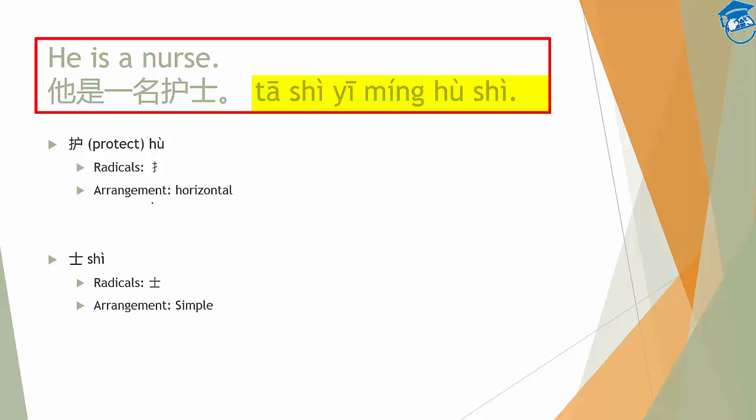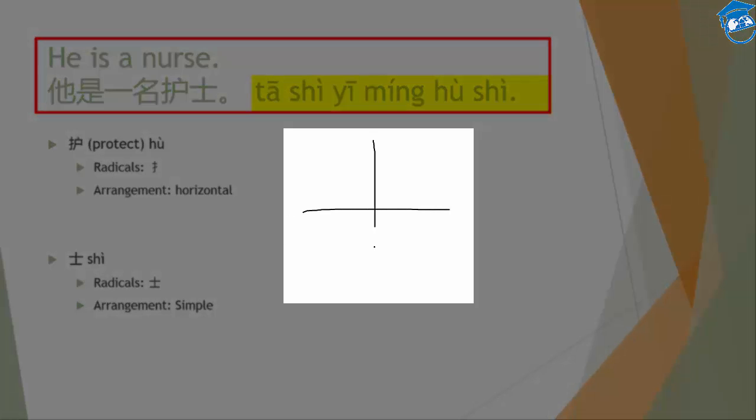Okay, and 是 is a new word to you. It has a lot of meanings, but I'm not going to write anything here for now. And this is the pinyin. The radical is itself, so the arrangement is simple. So this is how to write 是. 1、2、3. Okay, if you notice, the first stroke is longer than the second horizontal stroke. So again, keep this in mind as you're writing this word. Okay?